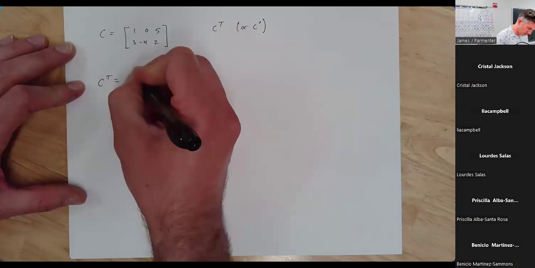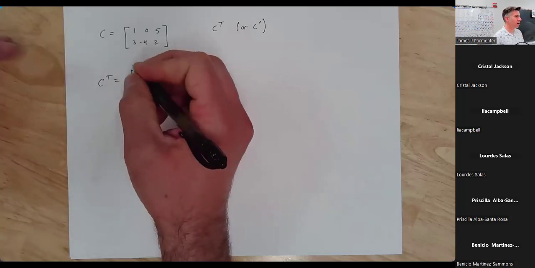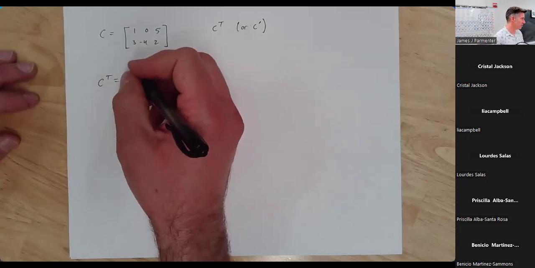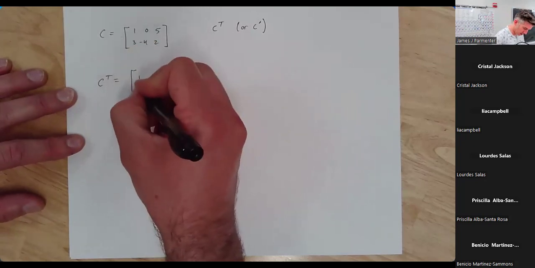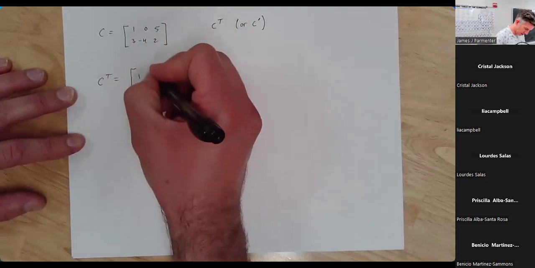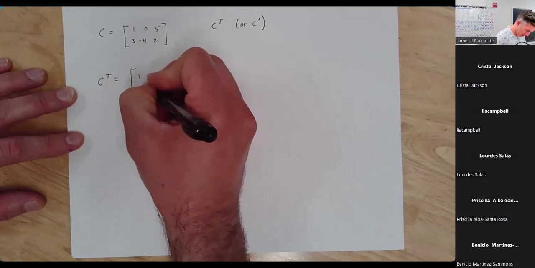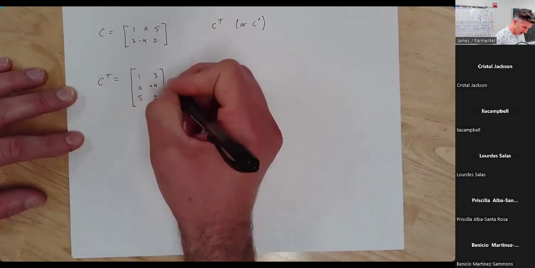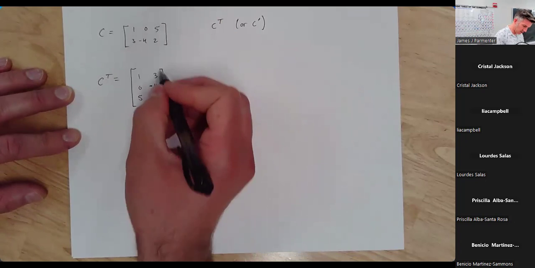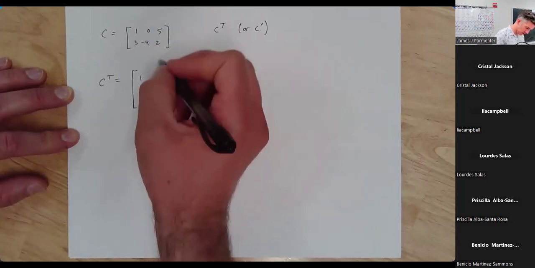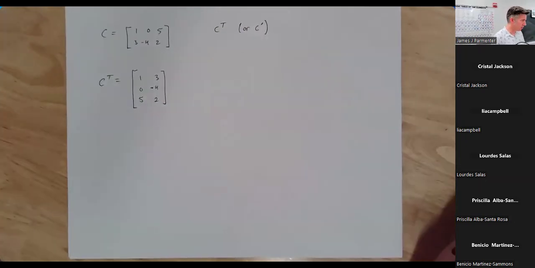C transpose is equal to, it's literally just the columns become rows and the rows become columns. So this first row becomes the first column. This second row becomes the second column. Or if you want to use different words that give you the same thing, this first column becomes the first row, the second column becomes the second row, this third column becomes the third row. That's it. That's all there is to a transpose.